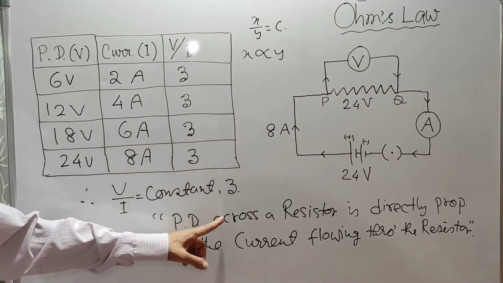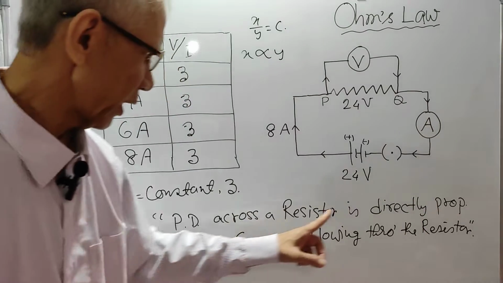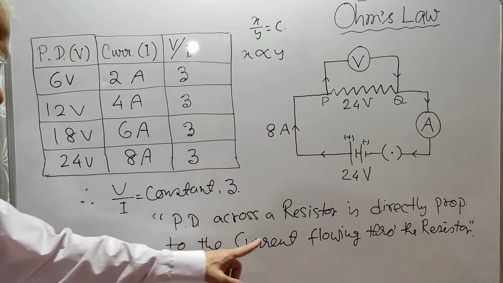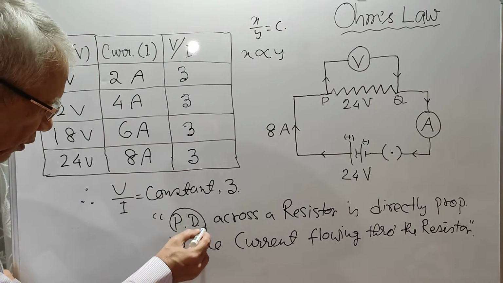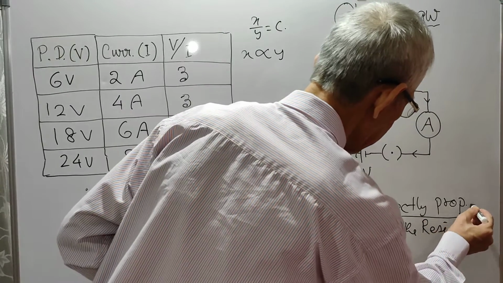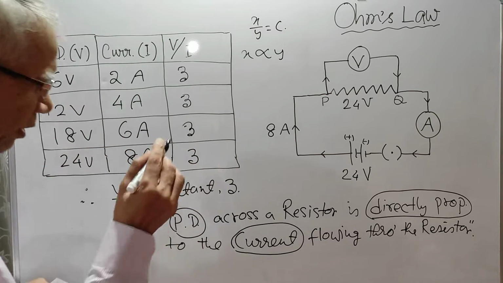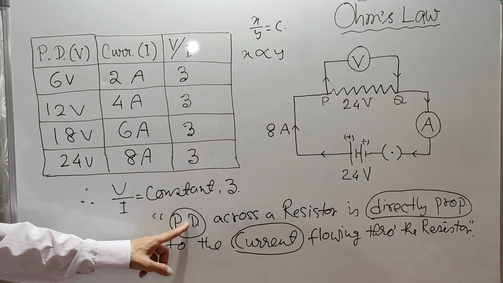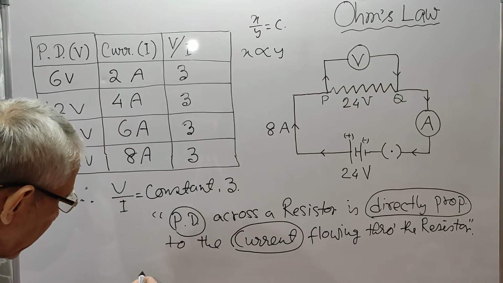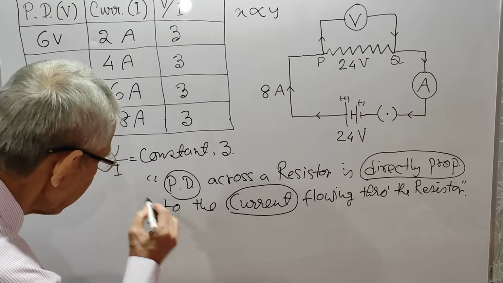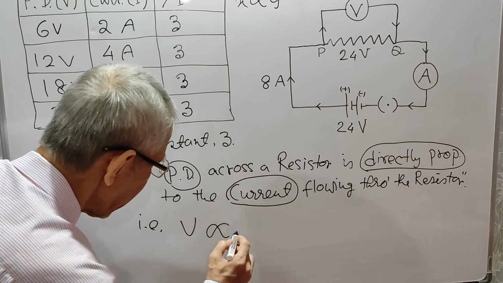The potential difference across a resistor, the potential difference between the two terminals of a resistor, is directly proportional to the current I flowing through the resistor. This is the main thing of Ohm's law: potential difference is directly proportional to current. So symbolically we write V directly proportional to I.